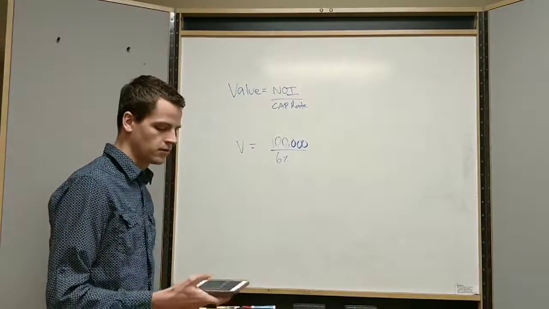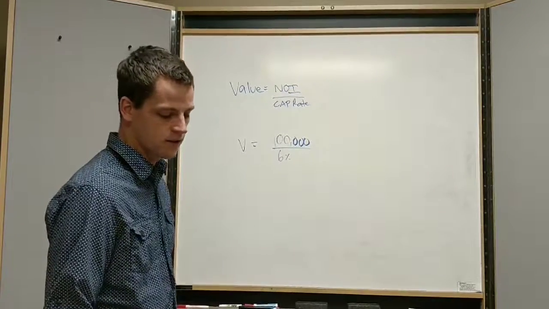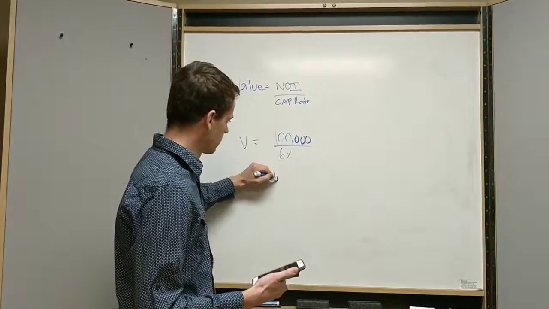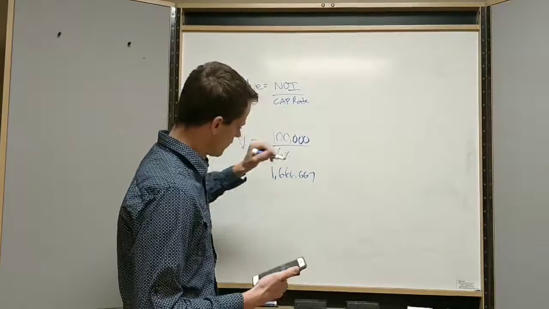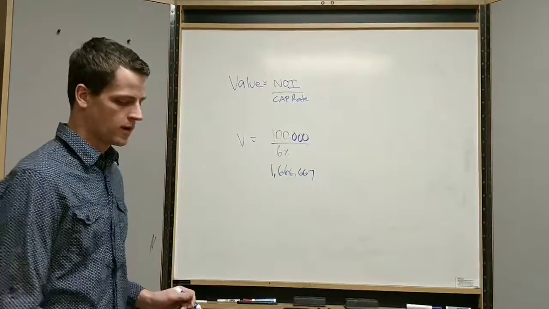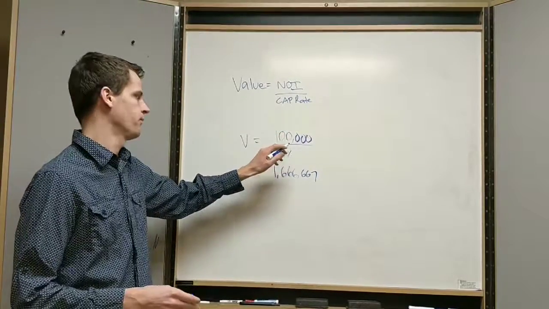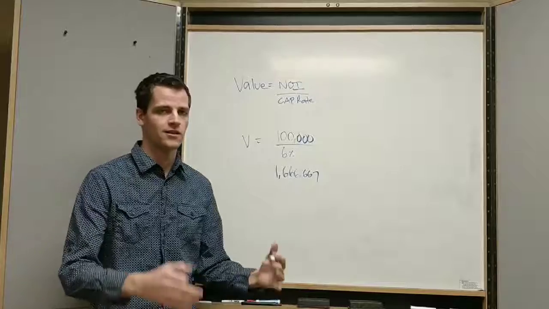So we do a very simple calculation. You could probably do this in your head, but you do 100,000 divided by 0.06, and you would see that the value of this property is $1,666,000. So we're at about $1.6 million just because the net operating income is $100,000 and the cap rate's 6%. Okay, so here's the cool part.